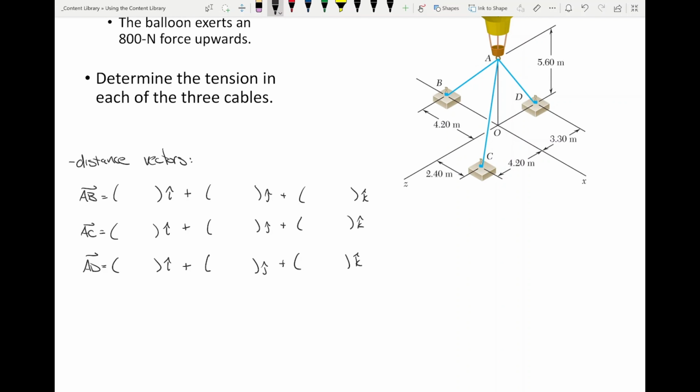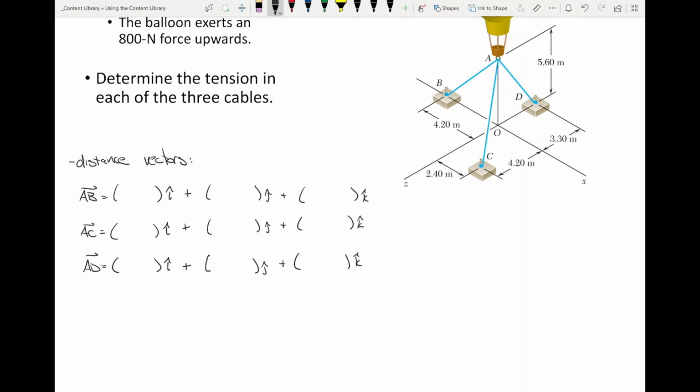I'm sort of drawing it like this because, again, I think we all agree that the most difficult part is this part. If you can identify the distance vectors, the rest of this should be pretty mechanical, okay? So let's see what we can see. Here's the balloon. Is there one term on these vectors that we think is going to be the same for all of them?